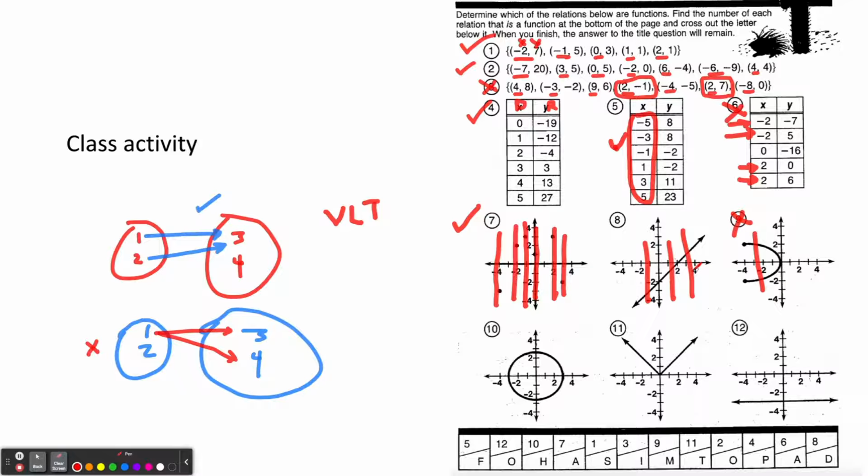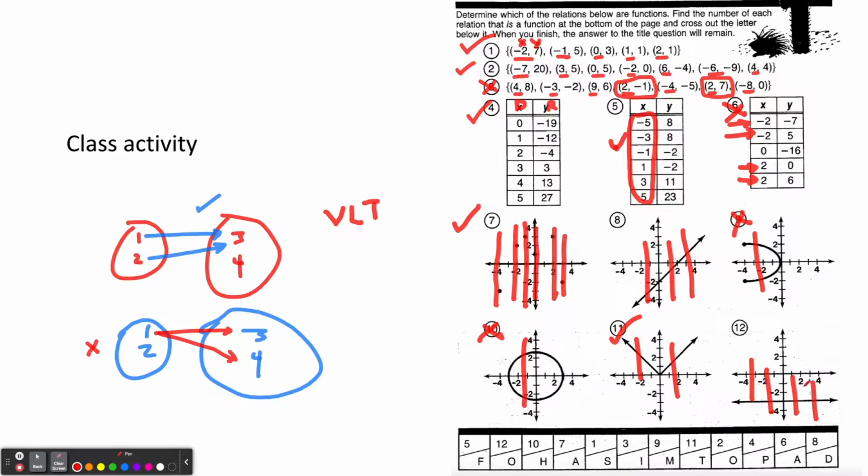And if you say why it's not a function, you say because it fails the vertical line test, or because a domain value has more than one output, which is not allowed. 10 fails, 11 passes, and 12 passes.